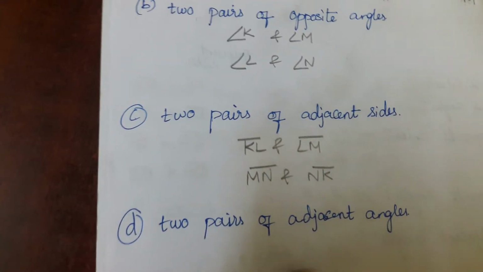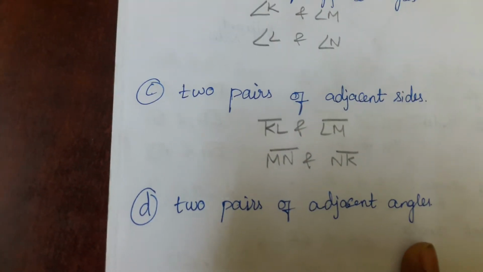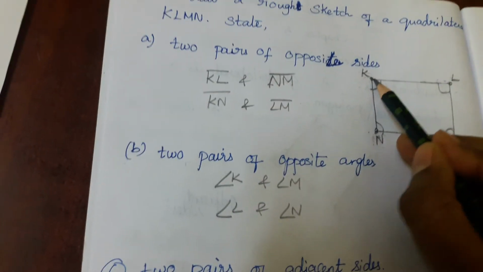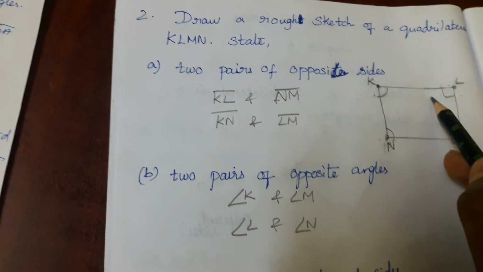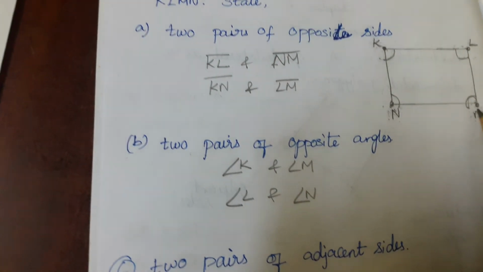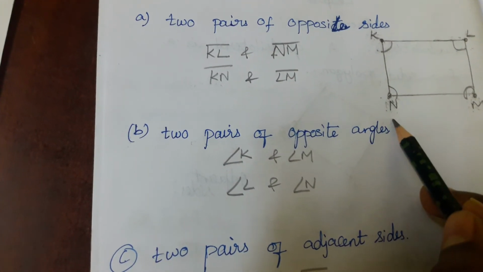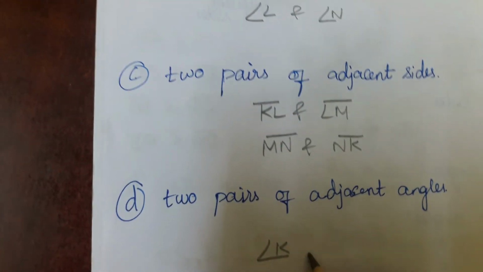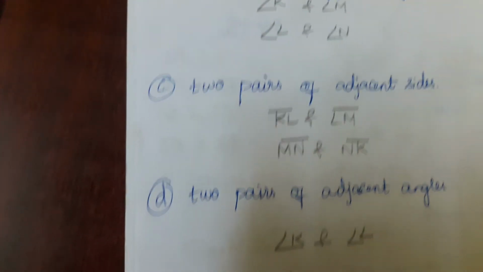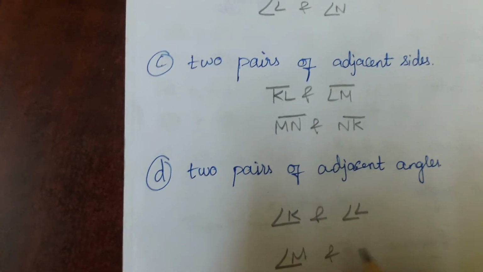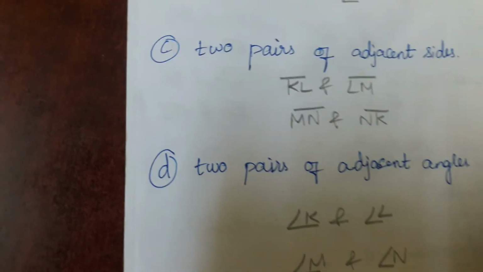Next, see two pairs of adjacent angles. What are the adjacent angles? Angle K and angle L are adjacent angles, and angle M and angle N are adjacent angles.